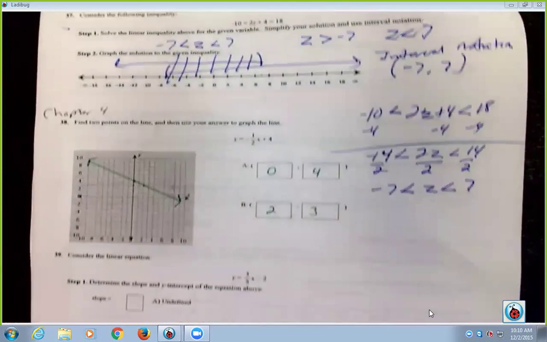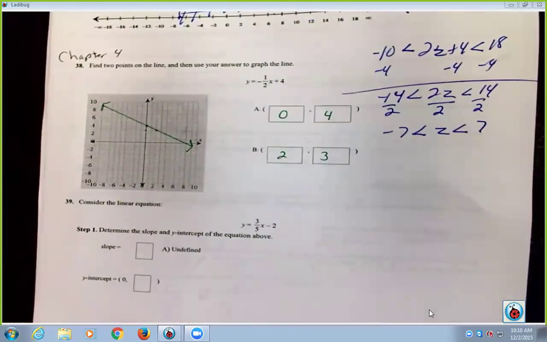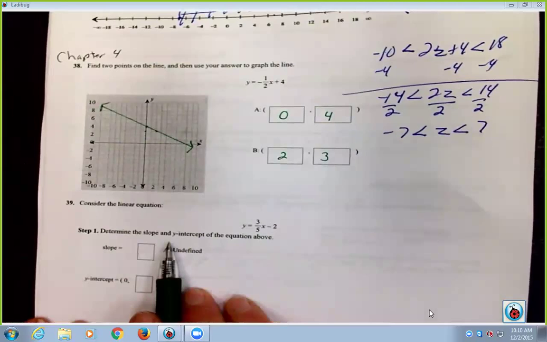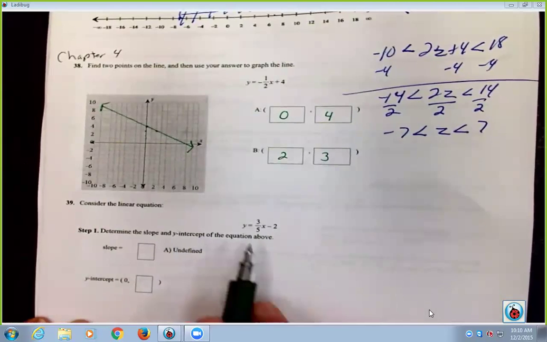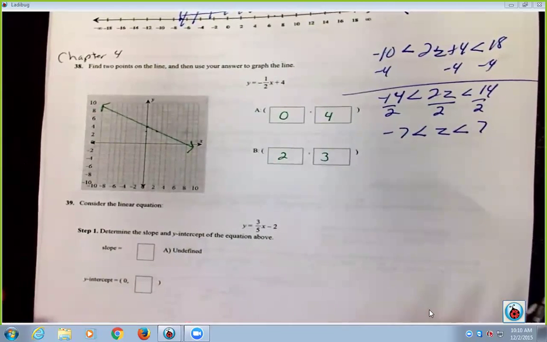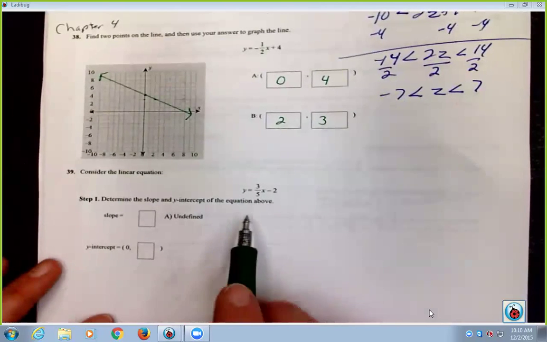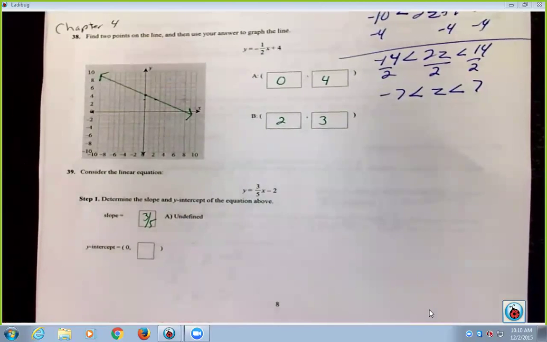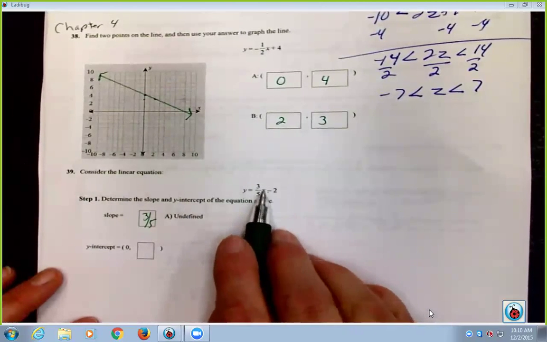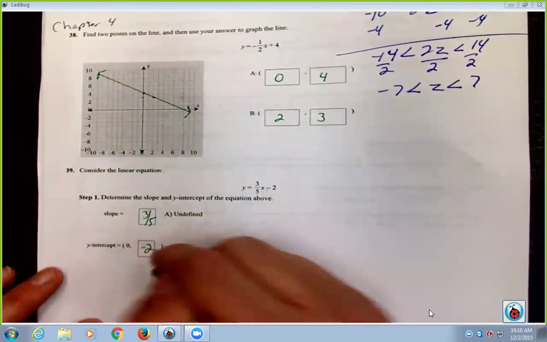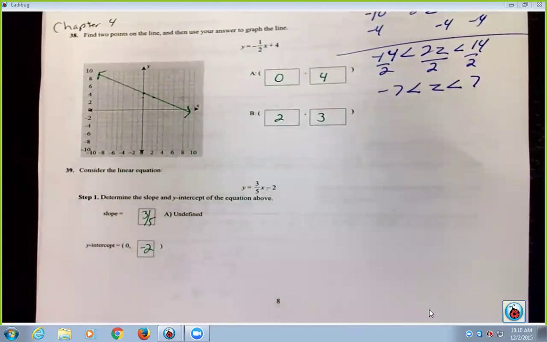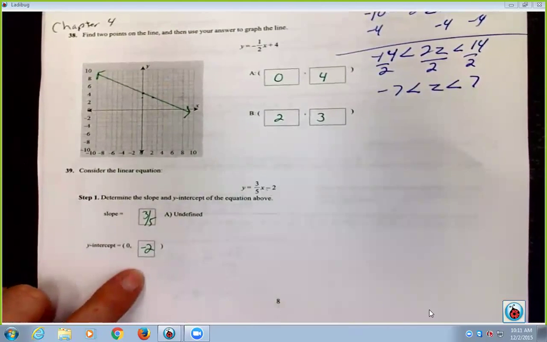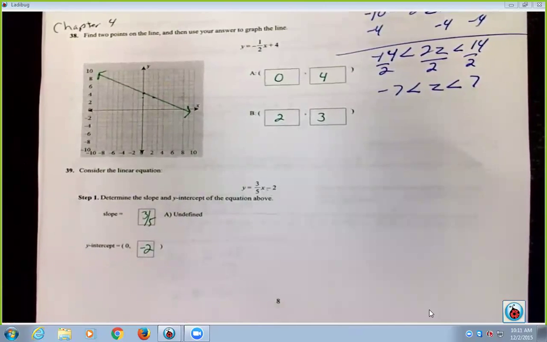And then the next one says determine the slope and the y-intercept of this equation, and because it's already in slope-intercept form, I can just pick those pieces out. So the first one, I can pick out my slope, which is 3 over 5, and then pick out my intercept, which is 0, comma, negative 2. Okay? So that's what that one would be. Yes? What do you think? Okay, good. All righty.